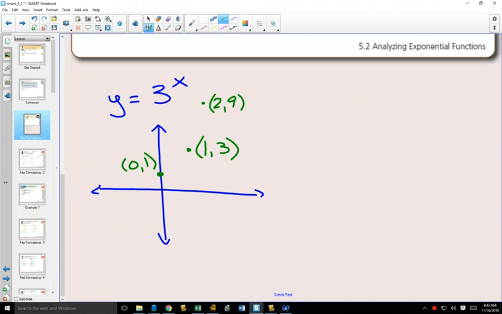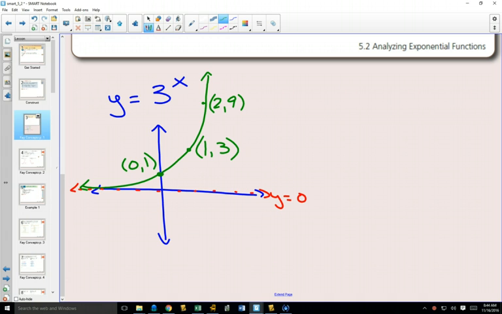The shape of an exponential graph looks like this, and there is always on the parent graph an asymptote at y equals 0. So this is one type of graph, where your graph is increasing when your base is bigger than 1.